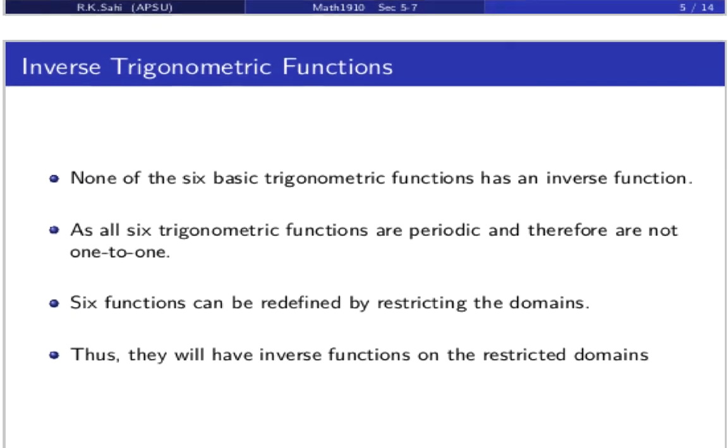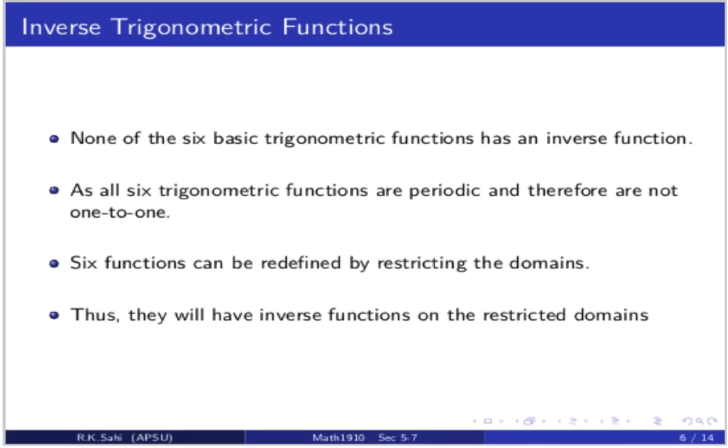Now, there's a little note here. None of these 6 basic trigonometric functions, as I said earlier, has an inverse if you look at the function in its entirety with its domain and range, because these functions are periodic, remember that, and hence not 1 to 1, that means the horizontal line test is not passing. But if we restrict the domains, then we'll have an inverse on the restricted domains.